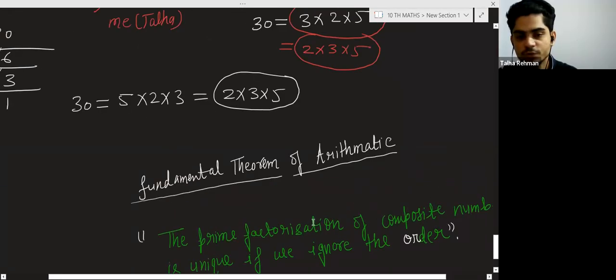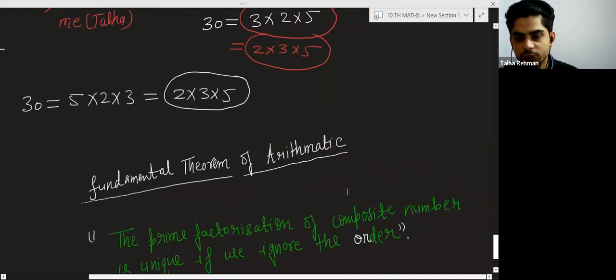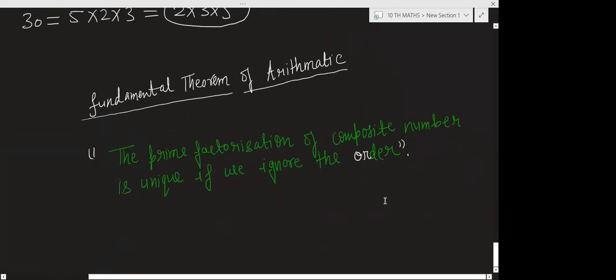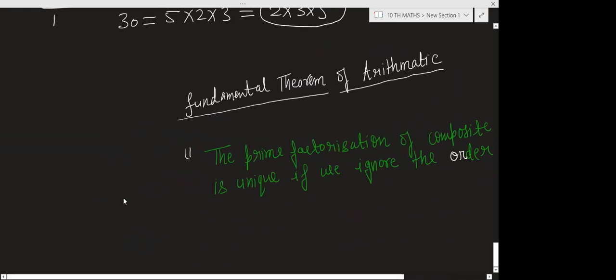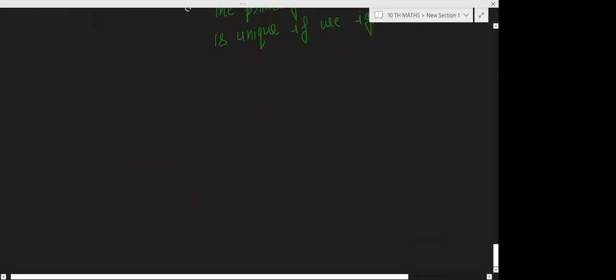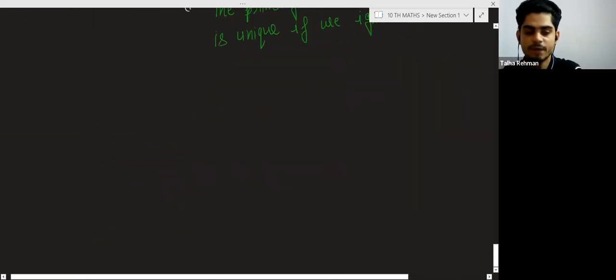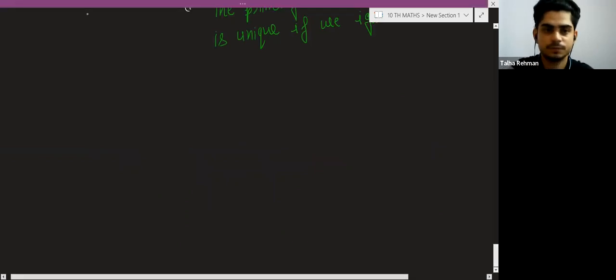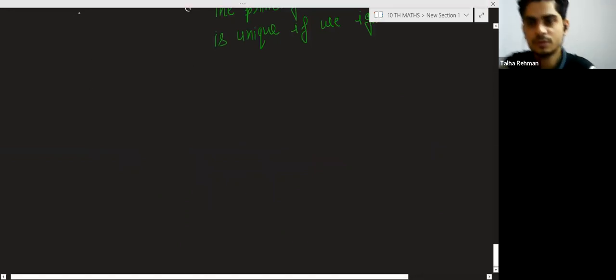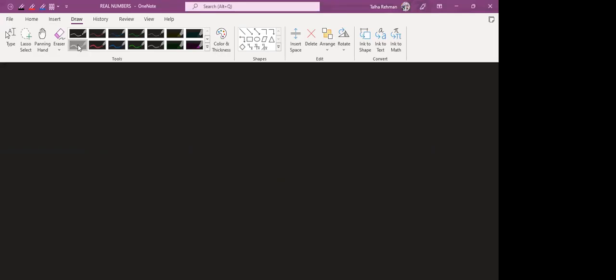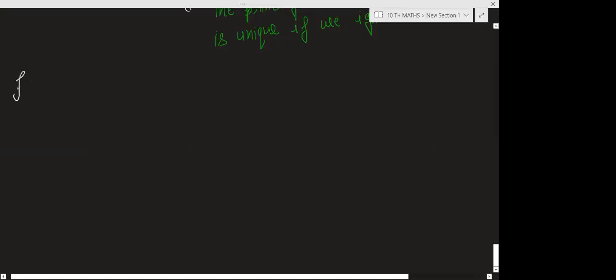We know the composite number. What are composite numbers? Okay, we know what composite numbers are. We know the prime numbers also. And now, factorization.